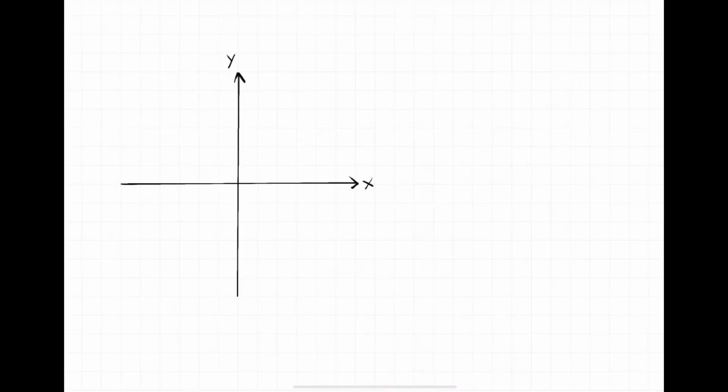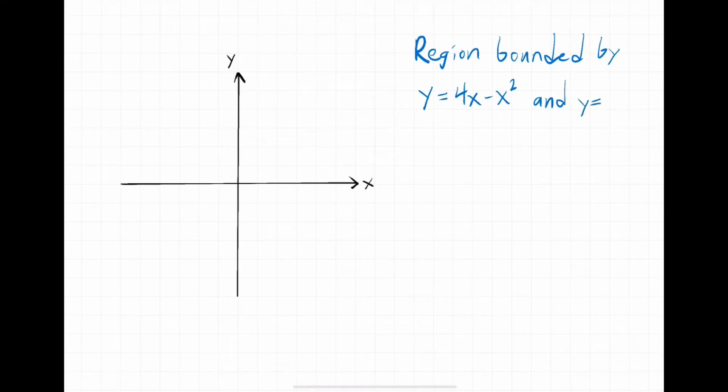As always, we'll want to start by graphing the region. We want the region bounded by y equals 4x minus x squared and y equals 3. This parabola, if you factor it, you'll see that it's going to cross the x-axis at the origin, at 0, and at 4. So it crosses here. And because the coefficient on the x-squared is negative, it's going to be a parabola that opens downward. So it should look something like this.